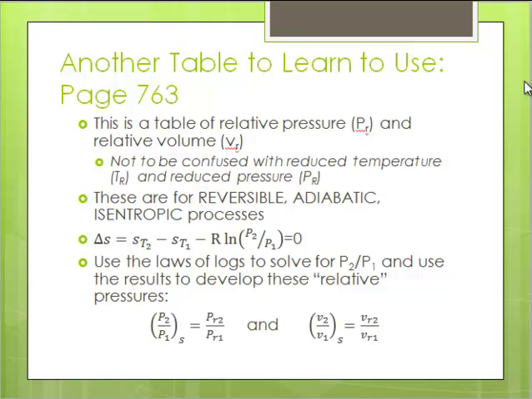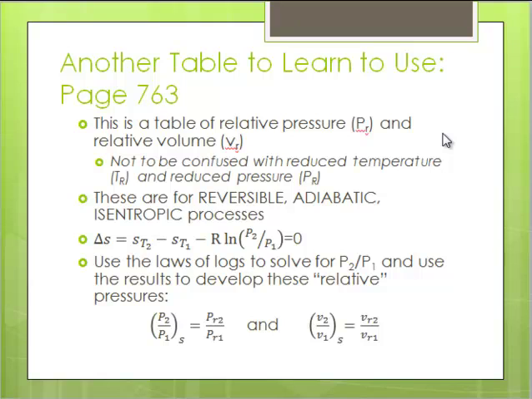All right, so I want to now have us learn to use a different table in our textbook. This is only for air, and it is a convenience, so it's not always going to be available to you, but it is so convenient when we get to working problems with cycles that you're going to find it in most thermodynamic textbooks.